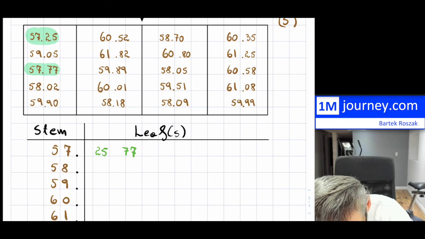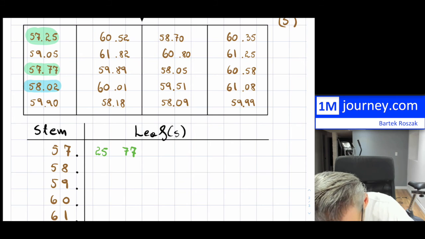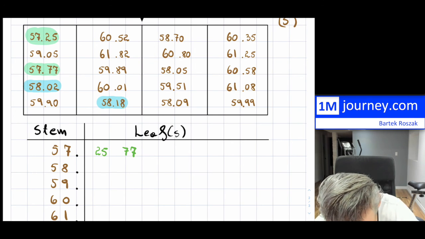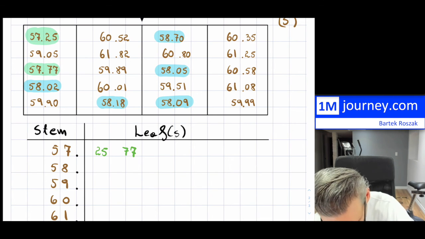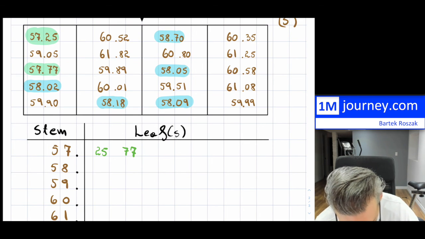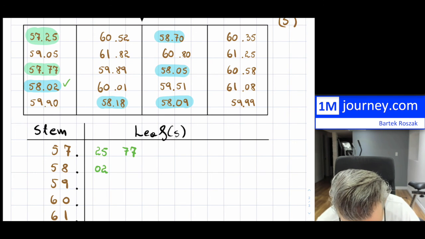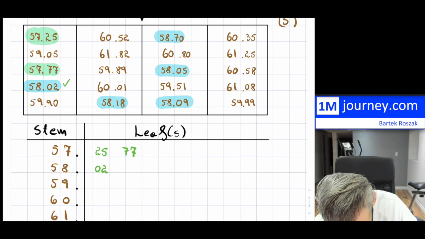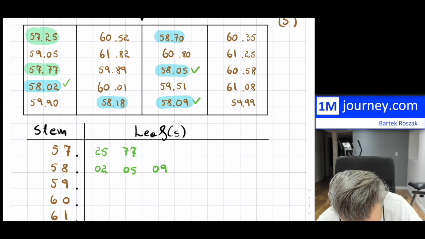Now let's take a look at 58. So we have 58s: 58 here, 58 here, here, here. Okay, so that's it for the 58s. Now for 58, the smallest one is 0.02, so that's this one. Then 0.05, that's that one. Then 0.09, 0.18, and 0.70.